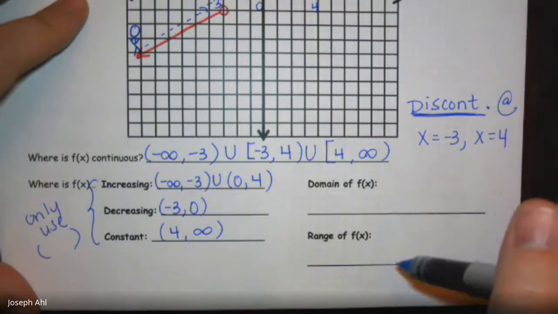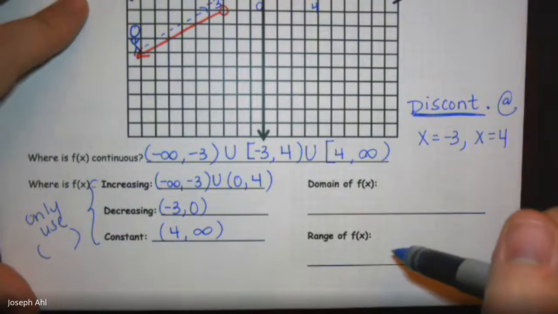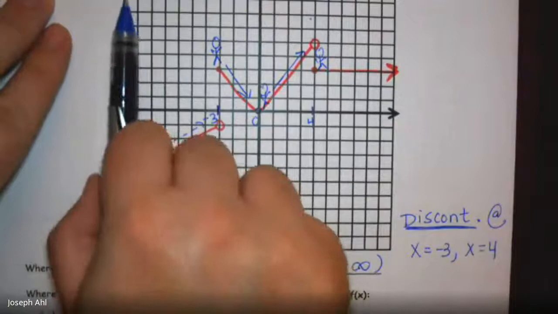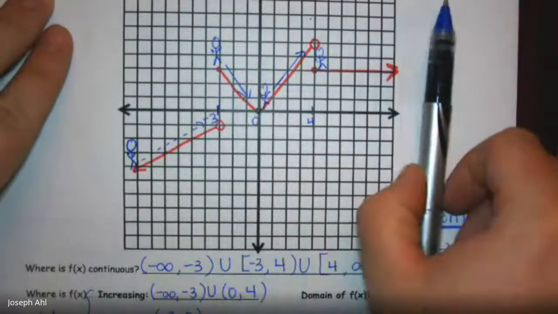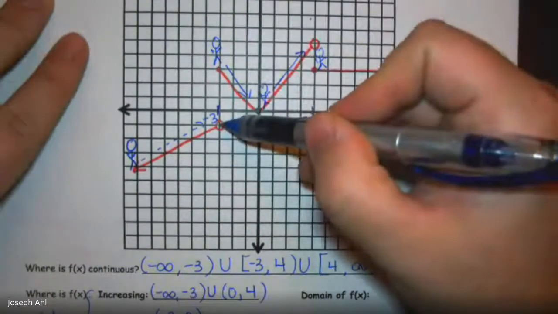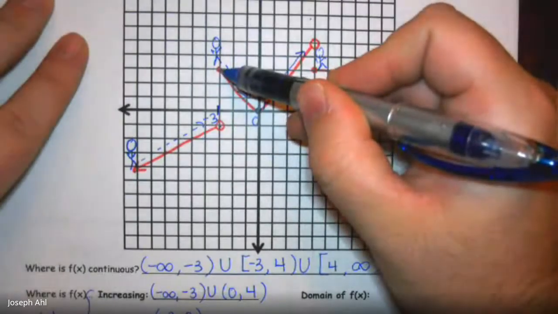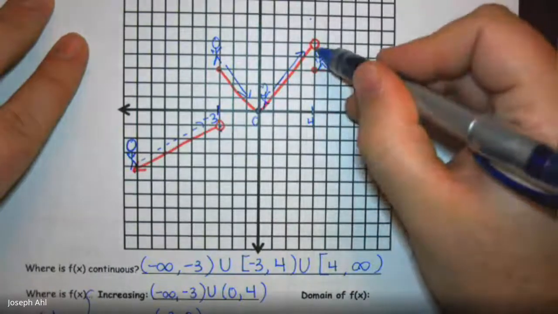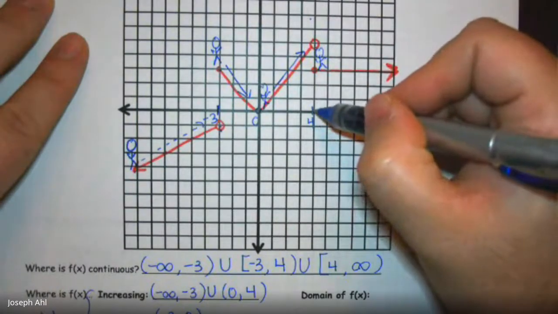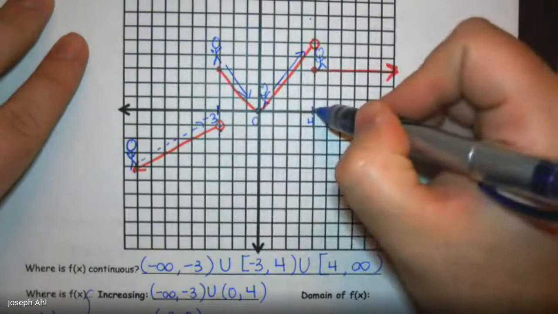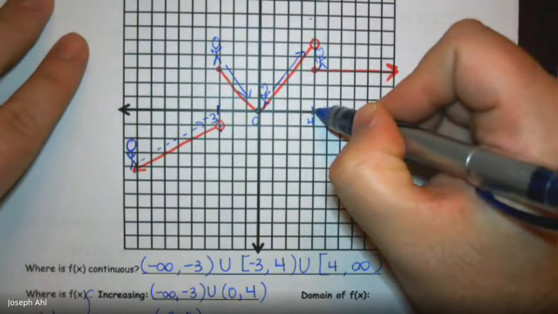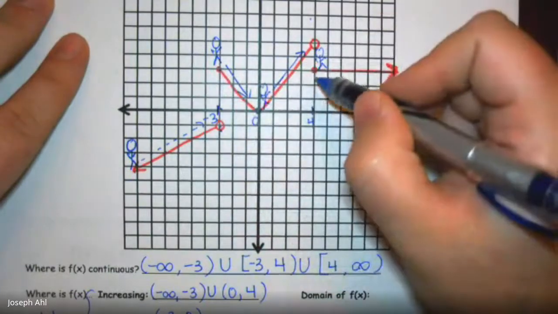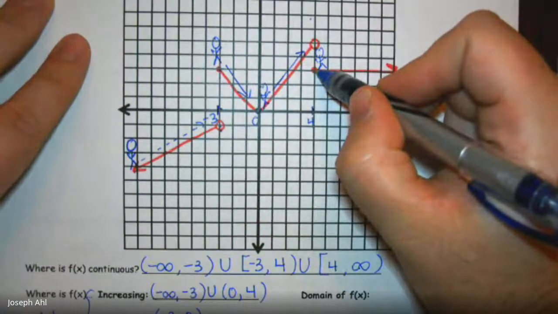Let's talk about the domain and range of this graph. So if I look at the domain, let's see, domain are the x values, right? So if I scan the graph from left to right, I want to see what's included. And where students get a little tripped up with this concept is, remember we were discontinuous at x equals -3, and we were discontinuous at x equals 4. Well, the question I'm going to ask now is, are these x values included in the domain? Is there a closed circle at x equals -3? Yes. Is there a closed circle at x equals 4? Yes.